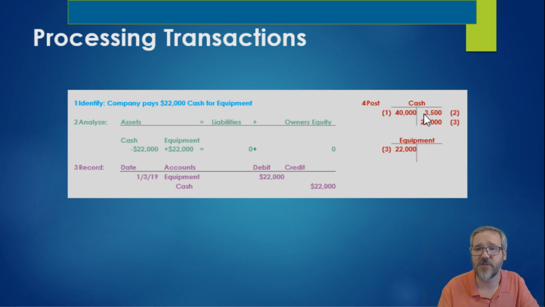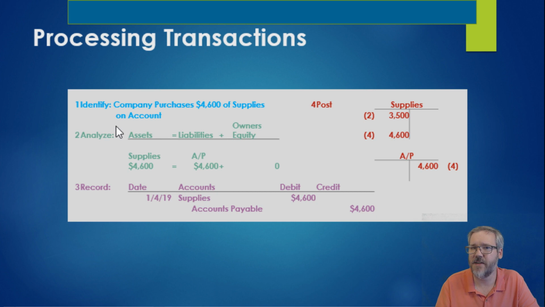Notice in my T accounts when I post these transactions, cash now shows again the $40,000 increase, the $3,500 and the $22,000 decrease. Equipment is now showing the $22,000 increase in its balance. Again, the only things that were affected were on this side, the asset side of the equal sign. The transaction or the formula really doesn't change.